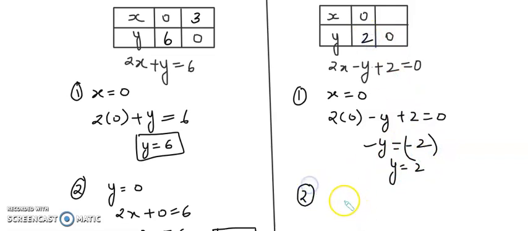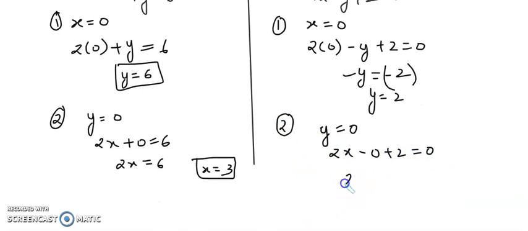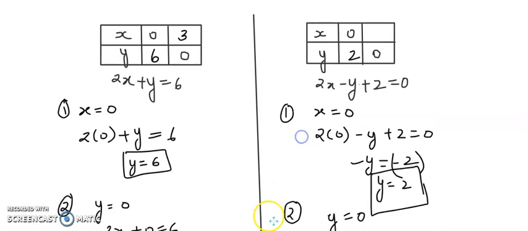Next, y is equal to 0, I am taking. So it will be 2x minus 0 plus 2 is equal to 0. So let's shift the 2 to the other side. So 2x is equal to minus 2. So x is equal to minus 1. Right? So I got my 2 points for each line, which are 0, 2 and minus 1, 0.